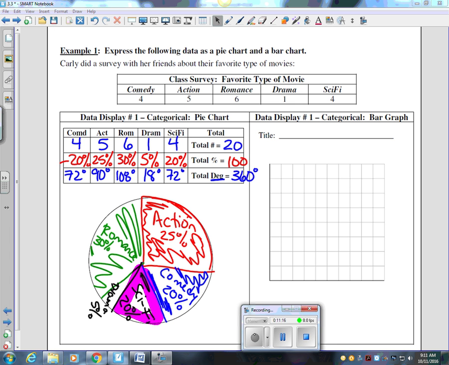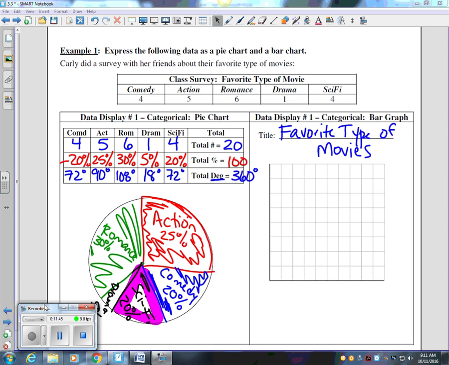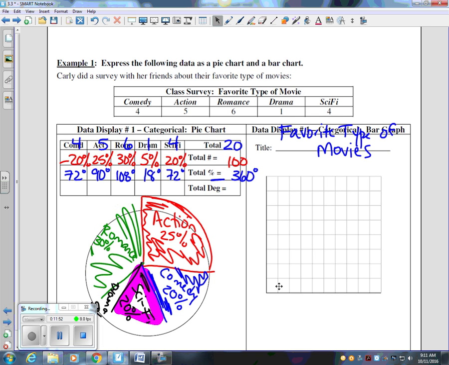All right, now we're going to make a bar graph. What do you think the title of my bar graph should be? Good. Movies, favorite type of movies. So favorite type of movies. Okay. Good. All right, Haley J, what should go at the bottom? Like down here. The different types of movies. So we should do comedies.